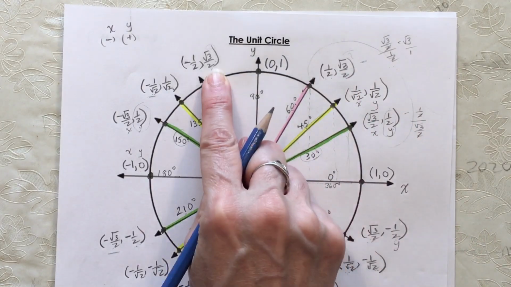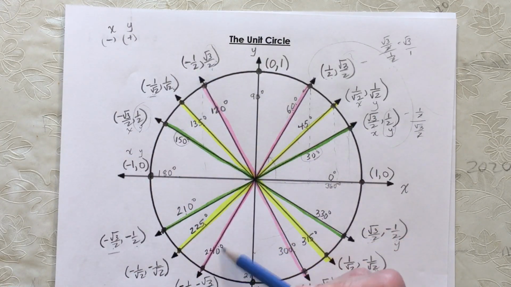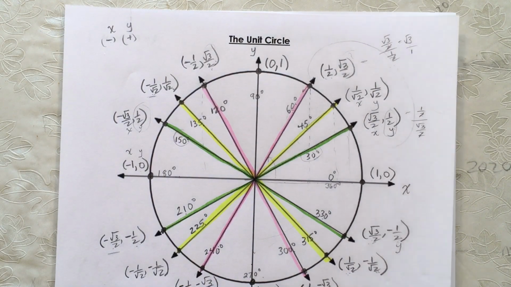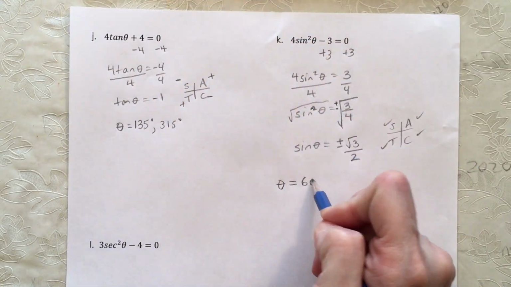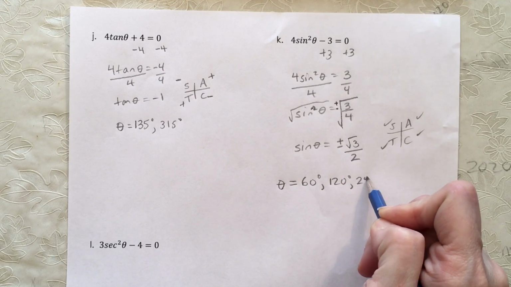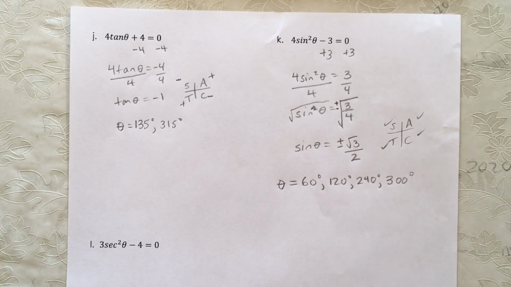So if I look in the second quadrant, the y value is root 3 over 2. Third, at 240, the y value is negative root 3 over 2. And in the fourth quadrant at 300, the y value is also negative root 3 over 2. So the 4 solutions are 60, 120, 240 degrees, and 300 degrees. So all of those angles have a y value that's either positive root 3 over 2 or negative root 3 over 2. So all 4 are solutions.